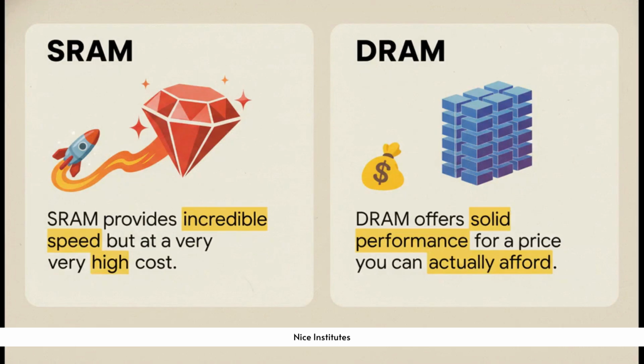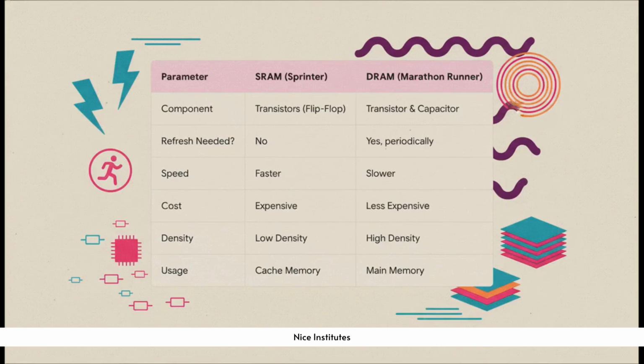When you really boil it all down, these are the two differences that matter the most to us. SRAM gives you just mind-blowing speed, but it costs a fortune. DRAM, on the other hand, gives you good, solid performance and a ton of capacity for a price that we can all actually afford. This table just lays it all out so perfectly.